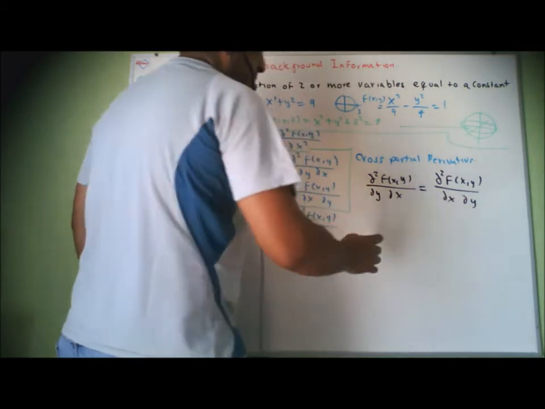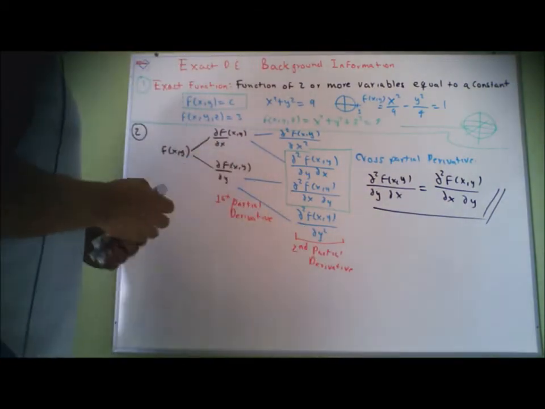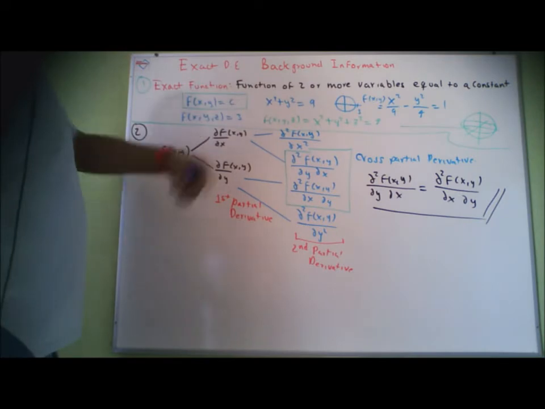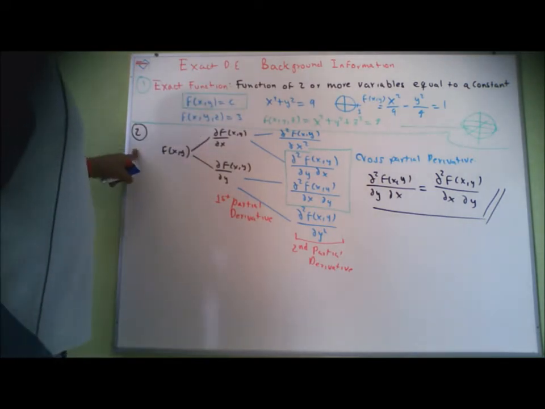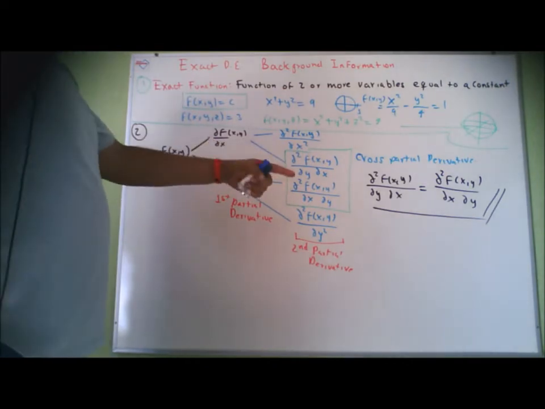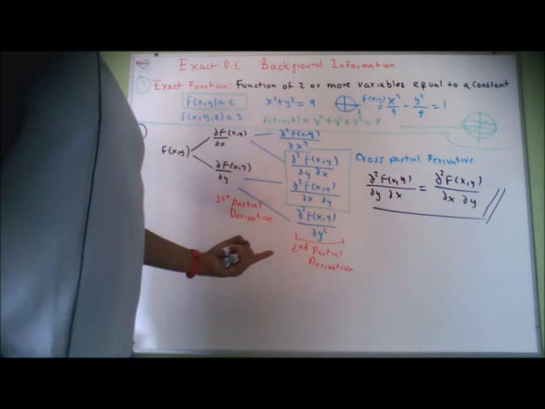Okay, so first concept, a function of two variables equal to a constant, that is an exact function. And then second concept, the second cross partial derivatives, first with respect to x and then with respect to y, is the same as the partial first with respect to y and then with respect to x. So that is the concept number 2.